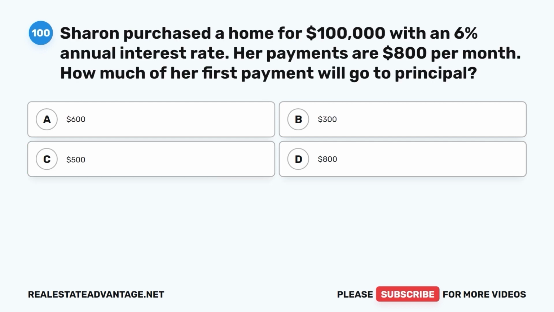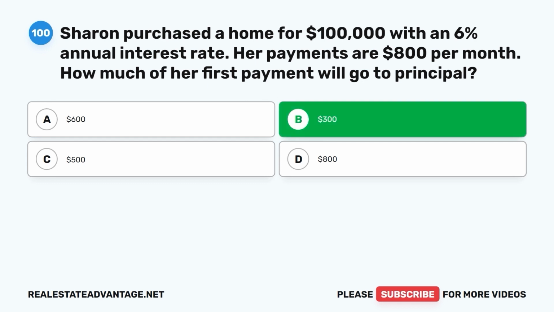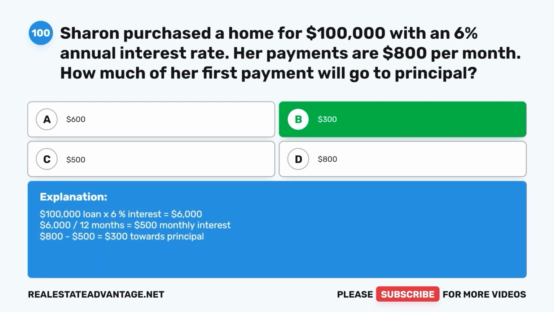Question 100. Sharon purchased a home for $100,000 with a 6% annual interest rate. Her payments are $800 per month. How much of her first payment will go to principal? A. $600. B. $300. C. $500. D. $800. The correct answer is B. $300. $100,000 loan times 6% interest equals $6,000. $6,000 divided by 12 months equals $500 monthly interest. $800 minus $500 equals $300 towards principal.